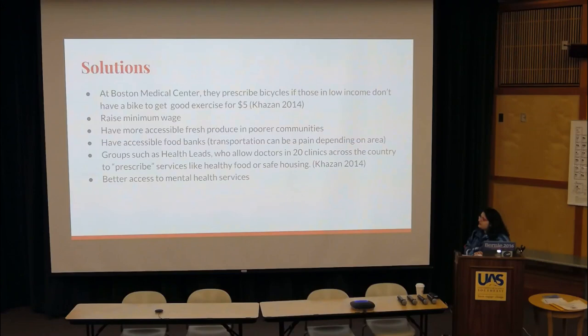Another solution is to have more accessible fresh produce in poor communities. Like I mentioned before, a lot of poor communities don't have access to fresh produce. That also goes with the transportation gap and the grocery gap, because it's too expensive. Or there are some stores that do exist in poor communities, and they don't get the best quality produce. It's probably already rotting. So of course they're not going to go for that. They're going to go for something that seems a little more appetizing or that isn't rotten.